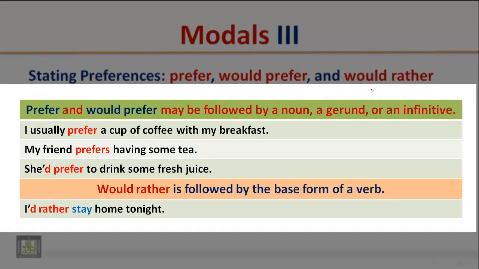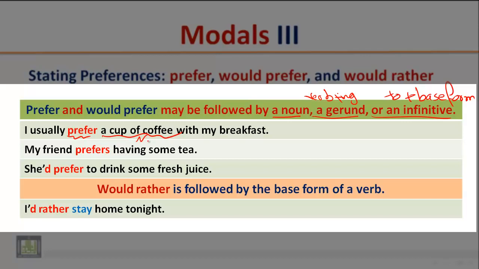Prefer and would prefer may be followed by a noun, a gerund, or an infinitive. A gerund is a verb plus ing. An infinitive is to plus base form. Examples: I usually prefer a cup of coffee with my breakfast. Here, the word prefer is followed by a noun.